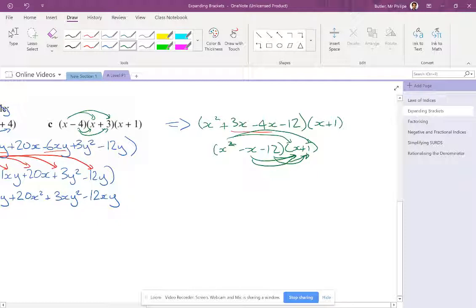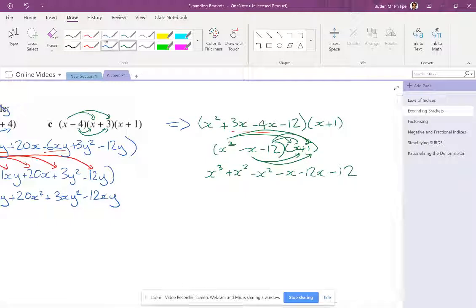All gets a bit messy. I don't think that I can even understand that, so I'll rub those out. So you're doing x squared times x, which is x cubed, x squared times 1, which is plus x squared. And then you do the same with the middle one. You're doing minus x times x, which is minus x squared, minus x times 1, which is minus x. And then you do the same with the 12. We're going to do minus 12 times x, which is minus 12x, and minus 12 times 1, which is minus 12.